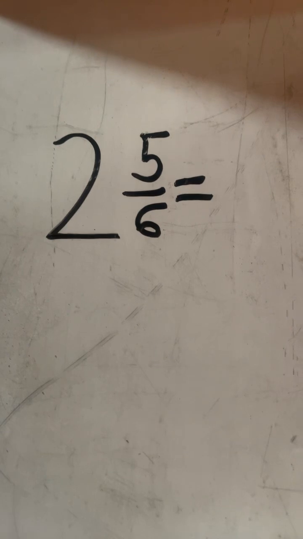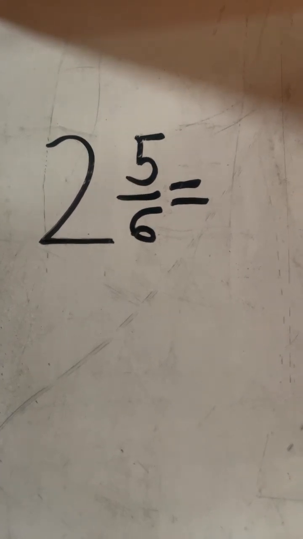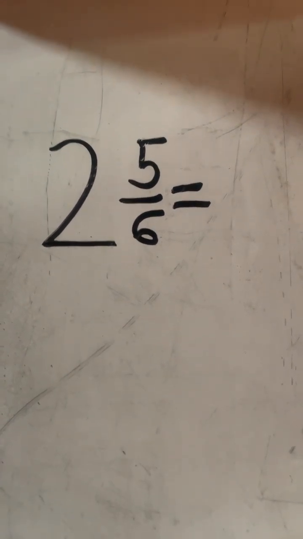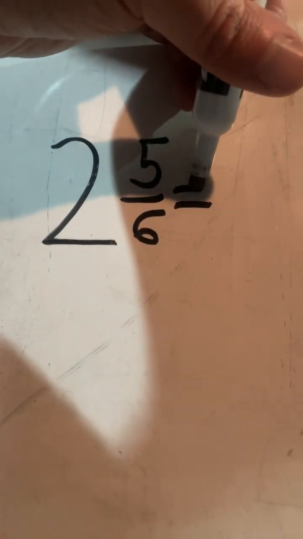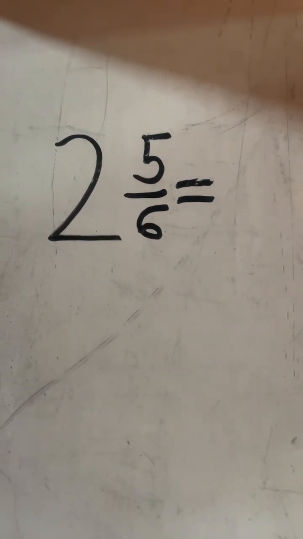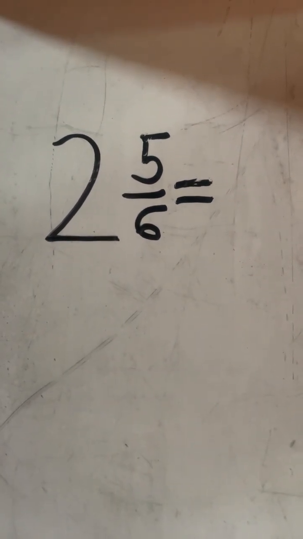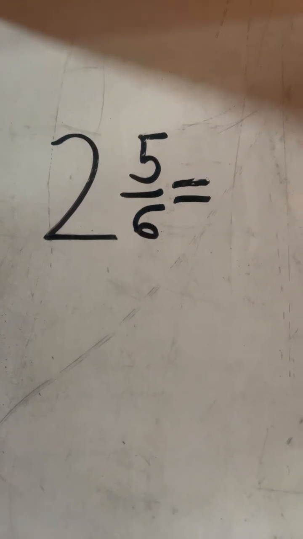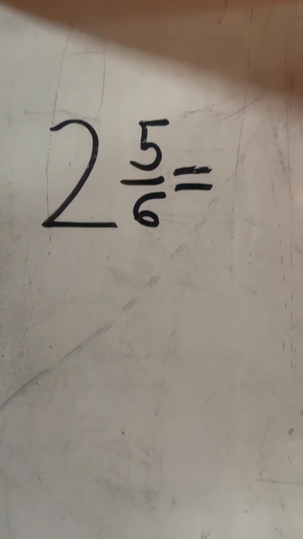So this video is going to focus on converting mixed numbers to improper fractions. Our first mixed number example is 2 5/6. And I'm going to go through step by step how to convert that mixed number into an improper fraction.